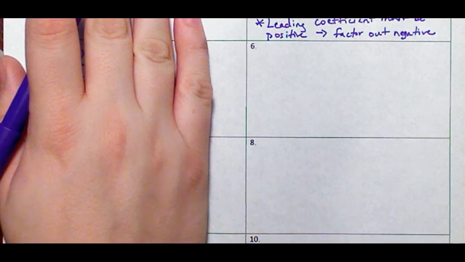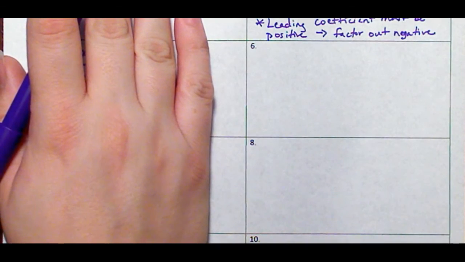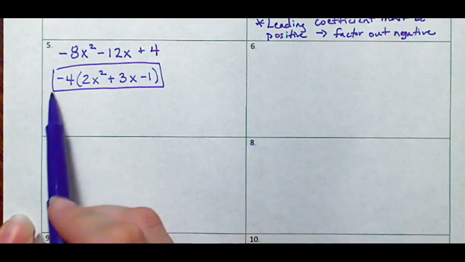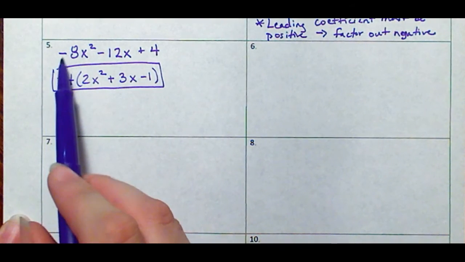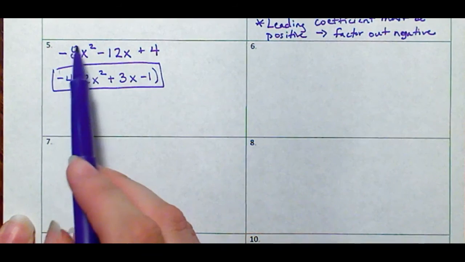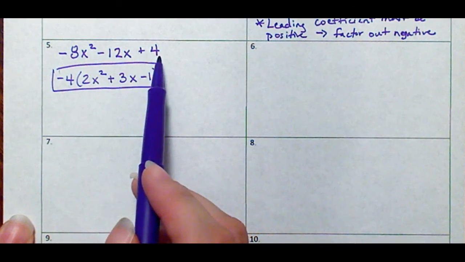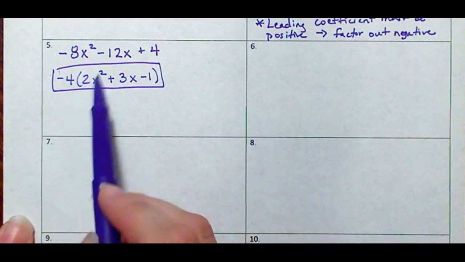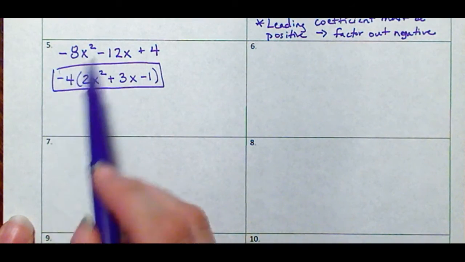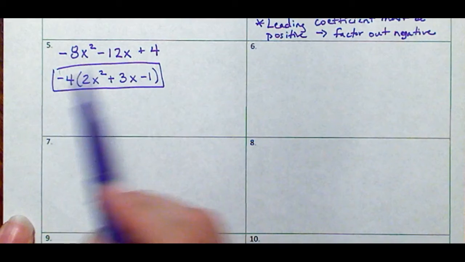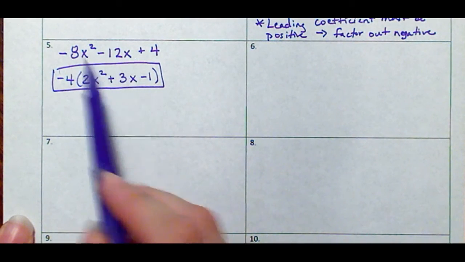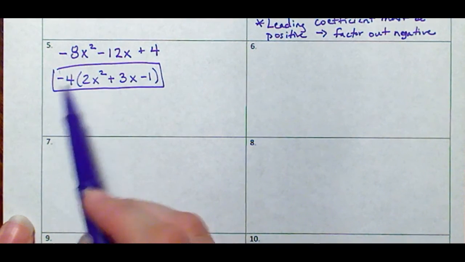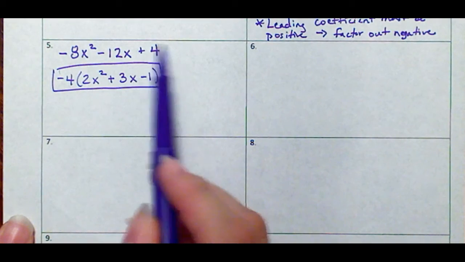All right, if you're ready to check your answer, hopefully you realize that your greatest common factor is negative 4. You have to factor out the negative, and then 8, 12, and 4 can all be divided evenly by the number 4. So when you go backwards, negative 4 times 2x squared gives you that negative 8x squared. Negative 4 times 3x gives you negative 12x. And negative 4 times negative 1 gives you positive 4.